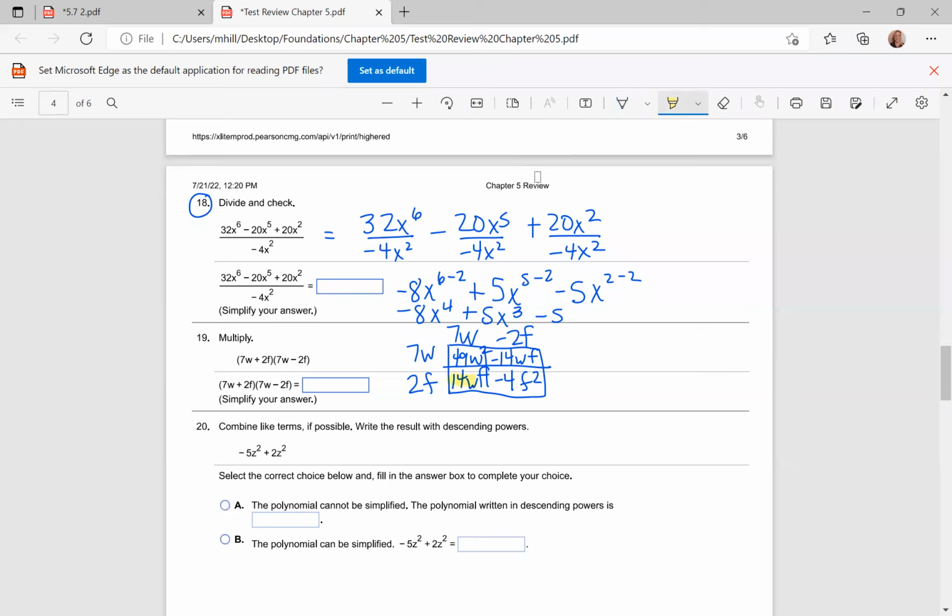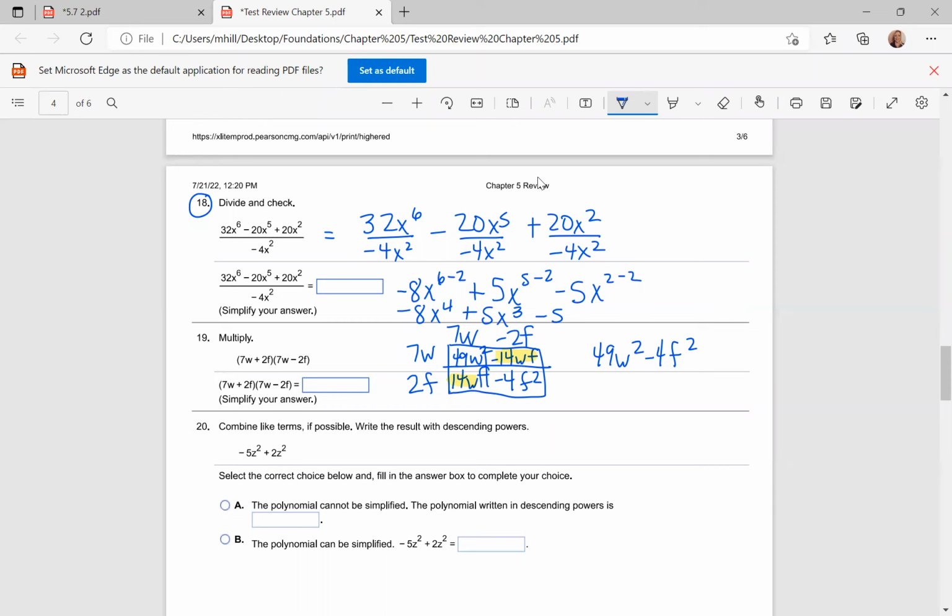These two both have wf's in them. One of them is negative and one of them is positive. So when you do negative 14 plus 14, that's going to turn into 0. So on this problem, you're left with your 49w squared in the first box minus 4f squared in this bottom box. That's the final answer on that one.